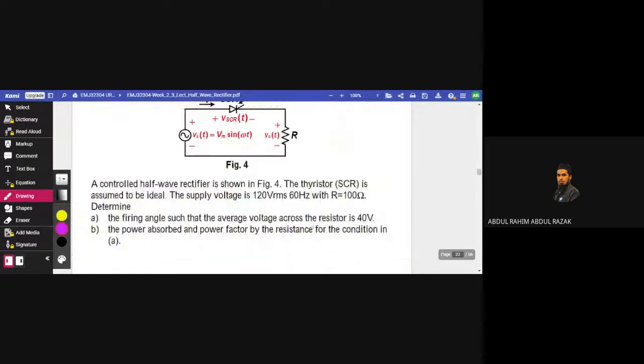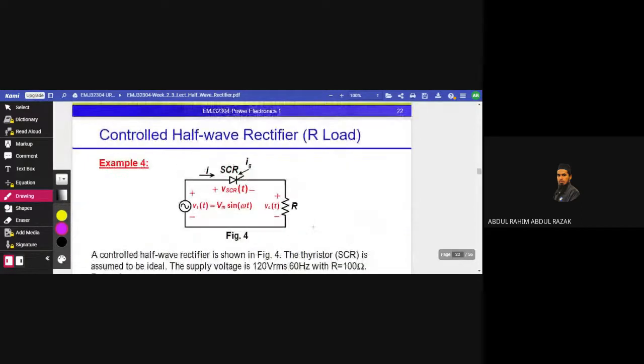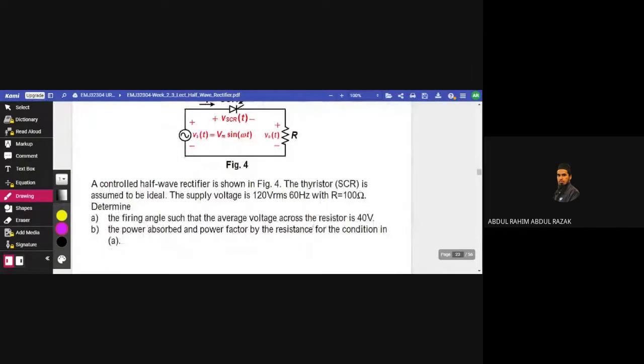Average output power, V RMS over R. Average power. So example 4: a controlled half-wave rectifier, assumed to be ideal. Supply voltage 120 volt, 60 hertz. So please bear in mind, sometimes we put a US reference, sometimes a Malaysian reference.